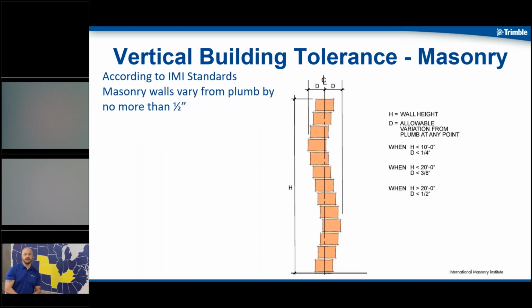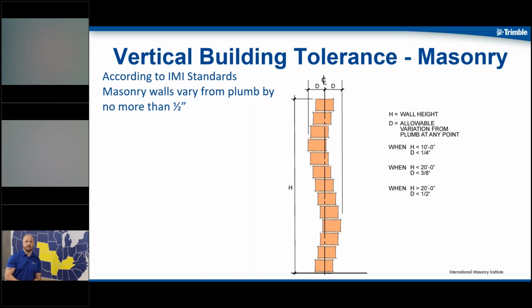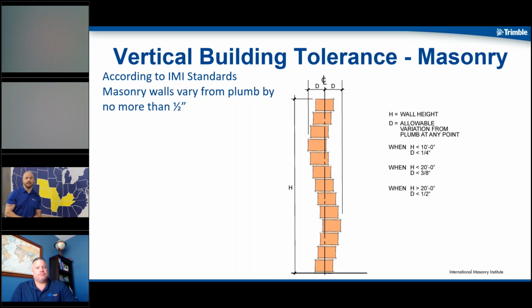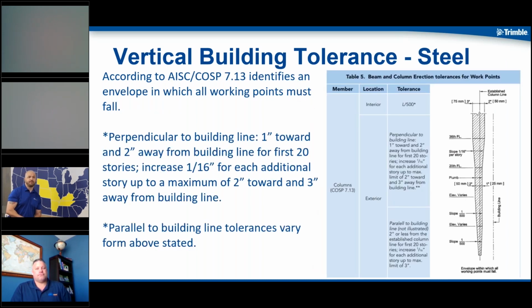When we get to the International Masonry Institute standards, it allows masonry walls to be out no more than 1/2 of an inch if that wall is above 20 feet. So 20 feet and taller, it can be no more than 1/2 inch out of plumb. And that's perfectly acceptable. Now, granted, other specifications may override that, but just understand the masonry tolerances that are set allow for that.